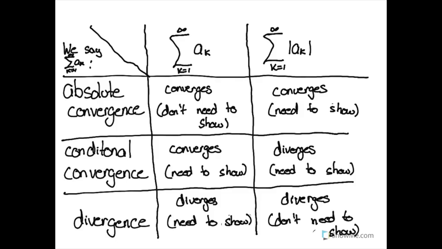So effectively, we've split up the property of convergence into absolute convergence and conditional convergence, and we've left the property of divergence as a standard. So let's see an example.